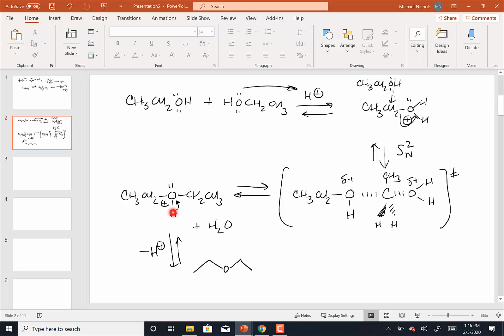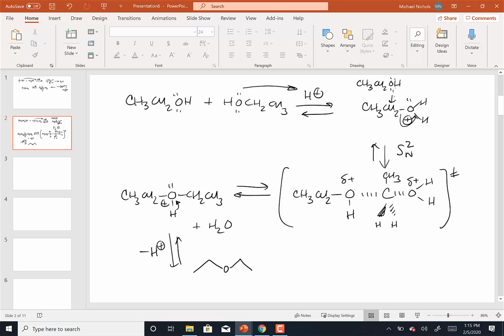Make sure your arrows go in the right directions. They always go towards the, in this case, the positive charge. They always move towards the delta positive or the positive charge. So in this case, every one of these is an equilibrium step.